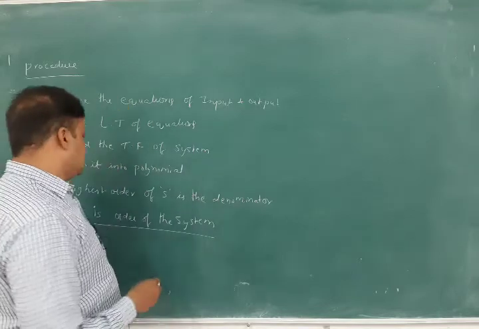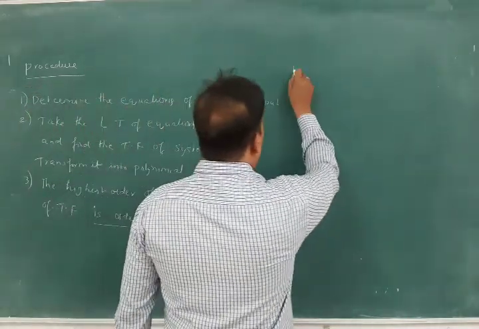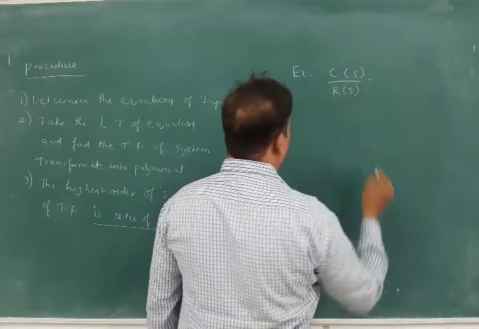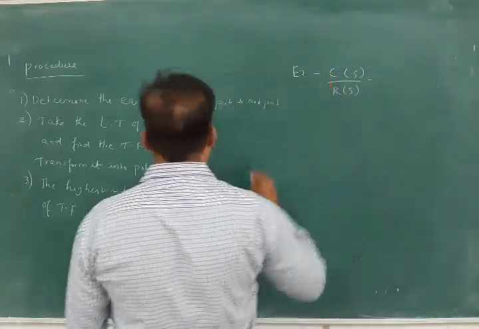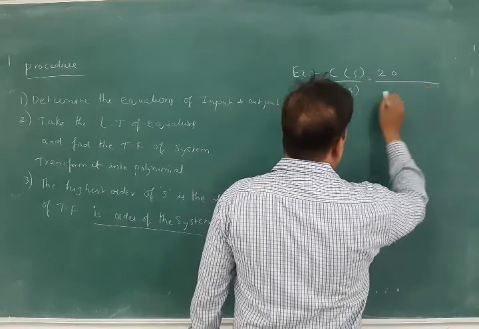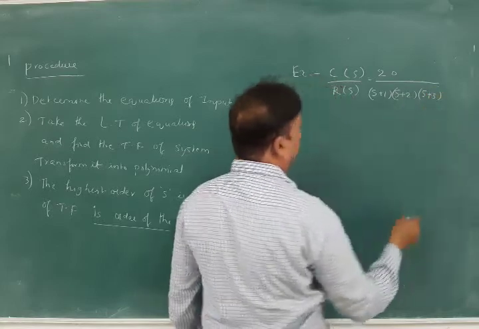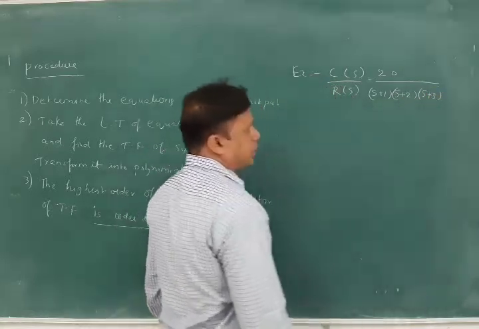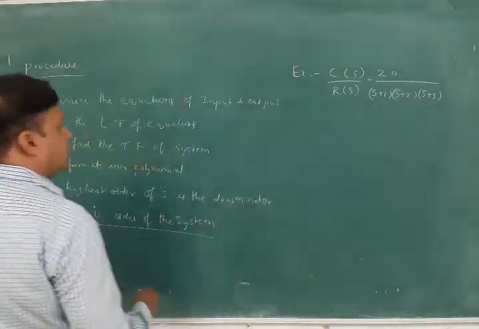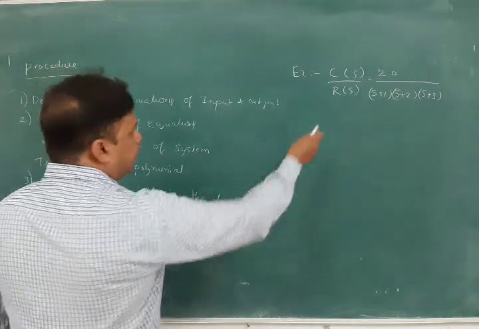Now we will take one example. Take the transfer function C of S by R of S equal to 20 by S plus 1 into S plus 2 into S plus 3. If you combine it, it becomes a polynomial. So we write the equation: C of S by R of S is equal to 20 by S plus 1 into S plus 2 into S plus 3.